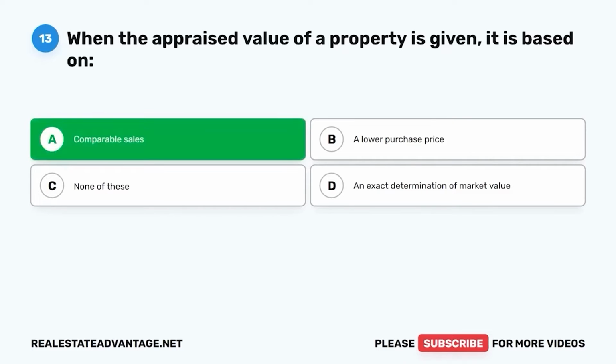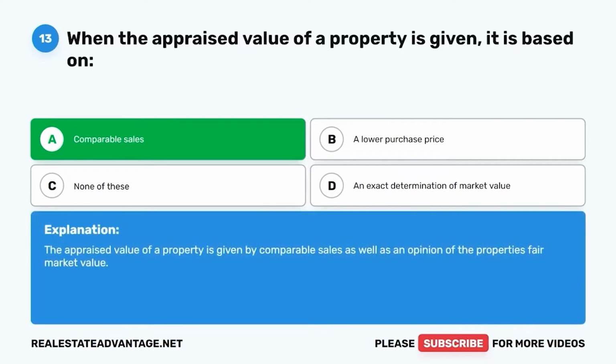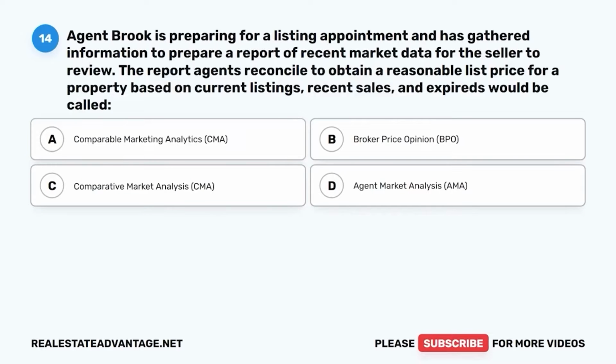The correct answer is A. Comparable sales. The appraised value of a property is given by comparable sales as well as an opinion of the property's fair market value.